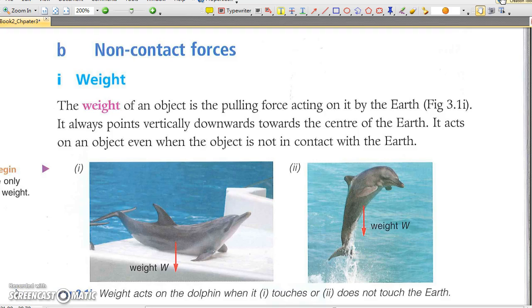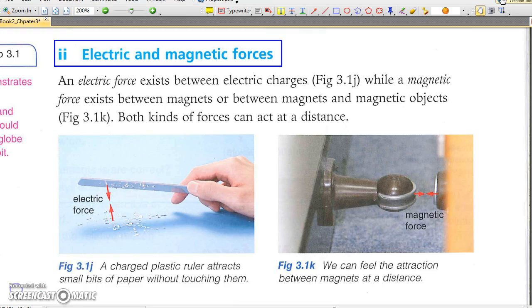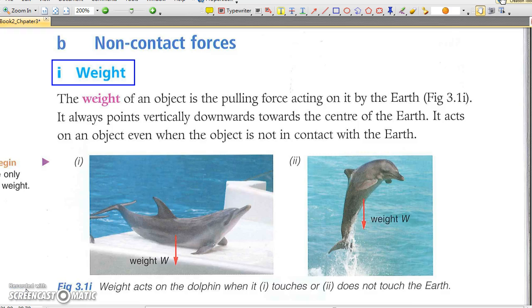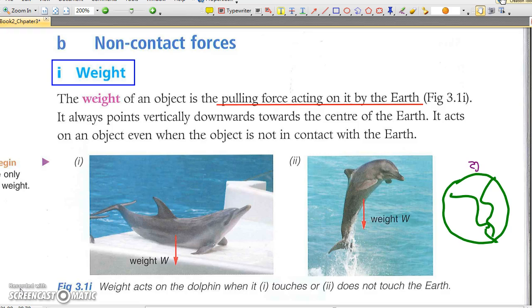B. Non-contact forces. Non-contact forces include weight, electric, and magnetic forces. In these cases, the two objects which interact do not touch each other. 1. Weight. Weight is the name given to the gravitational attractive force on a mass by the Earth. It is a pulling force towards the center of the Earth. The gravitational attraction acts on an object even if the object is in mid-air.